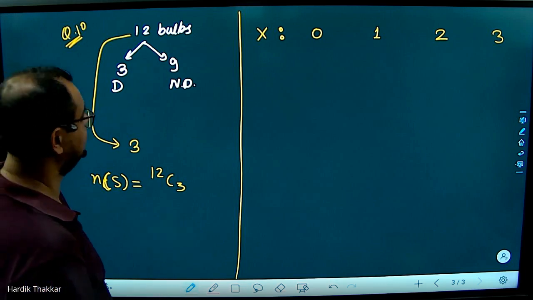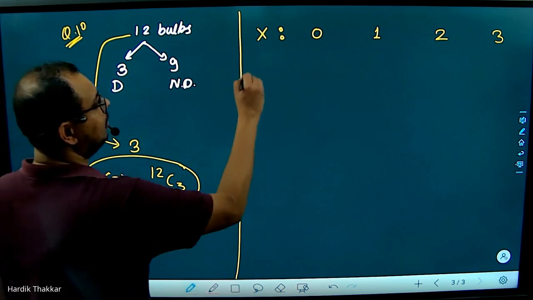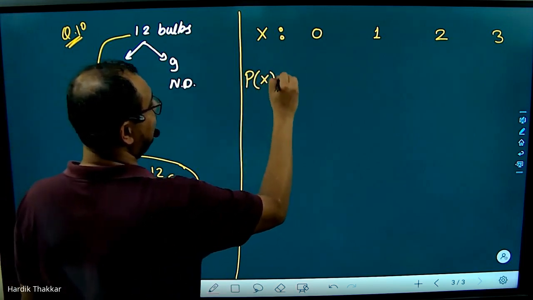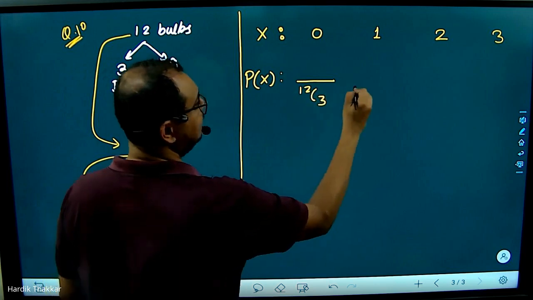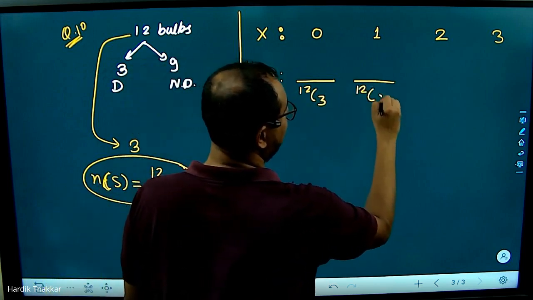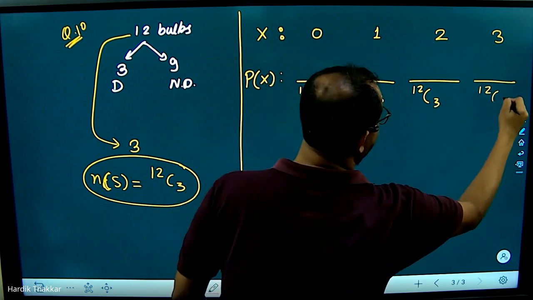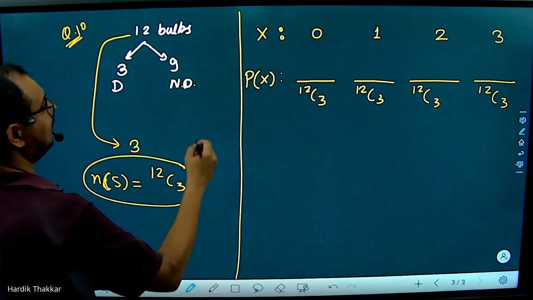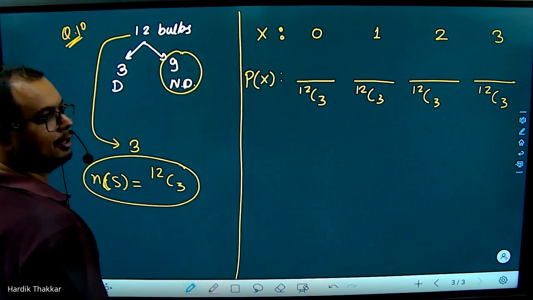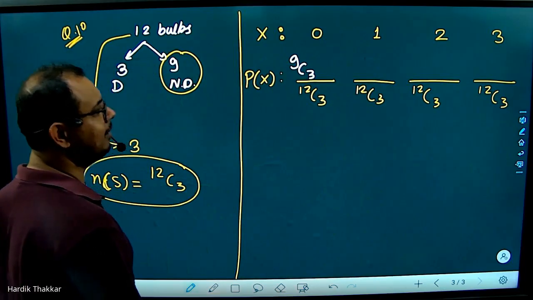Okay, yes. So all possible outcomes is 12C3. Now, when we calculate the probability, the denominator will be 12C3 in all the cases: 12C3, this will also be 12C3, and this will also be 12C3. Now, what about the numerator? Zero defective, so all the bulbs are selected from the 9 non-defective group. So it will be 9C3, correct.